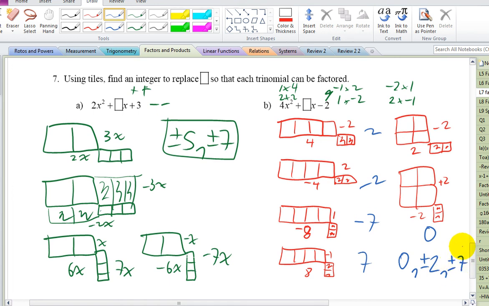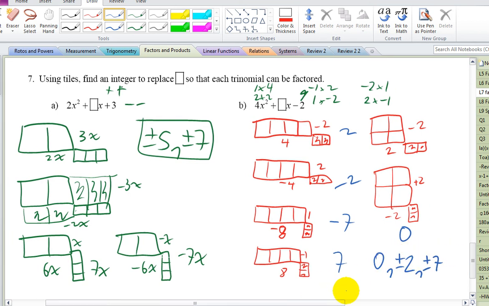How many answers is that? 1, 2, another 2, 5 possible answers. Right? 5 possible answers.